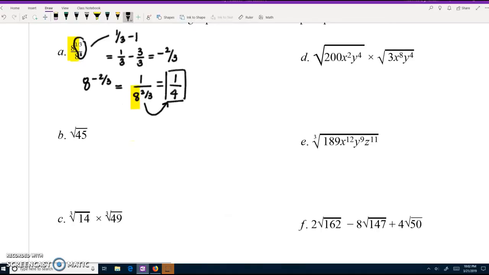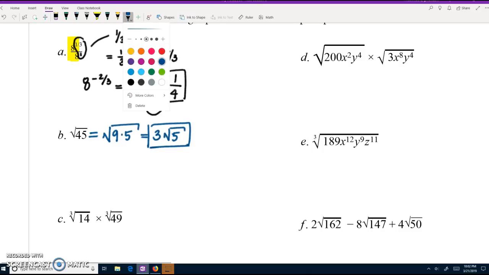Then let's take a look at B. We are trying to simplify the square root of 45. So this is where our perfect powers list is going to come in handy again. Because what we want to do is figure out what perfect squares divide into 45. And the result that you're going to find is 9 and 5. Square root of 9 is going to give you 3. And then the square root of 5 is left inside of the square root operation.